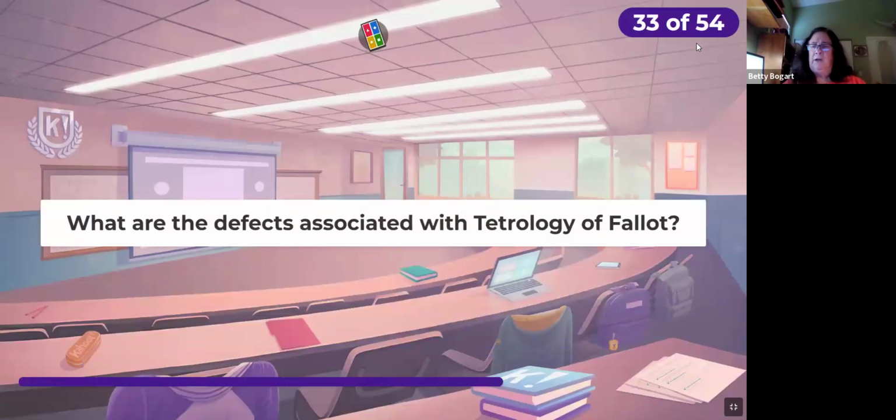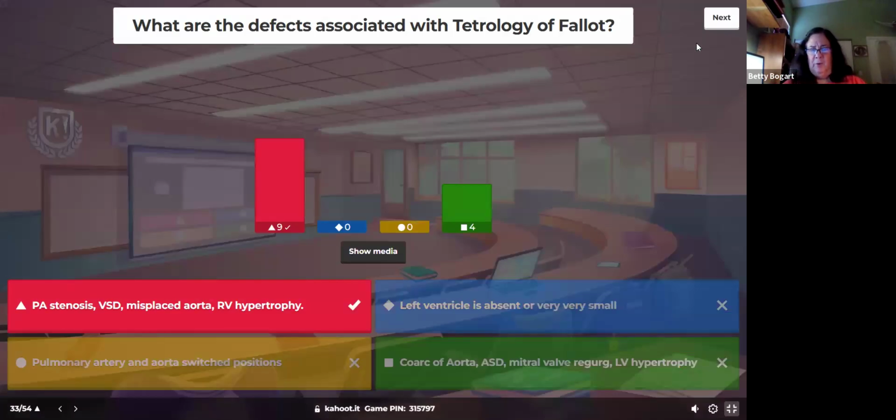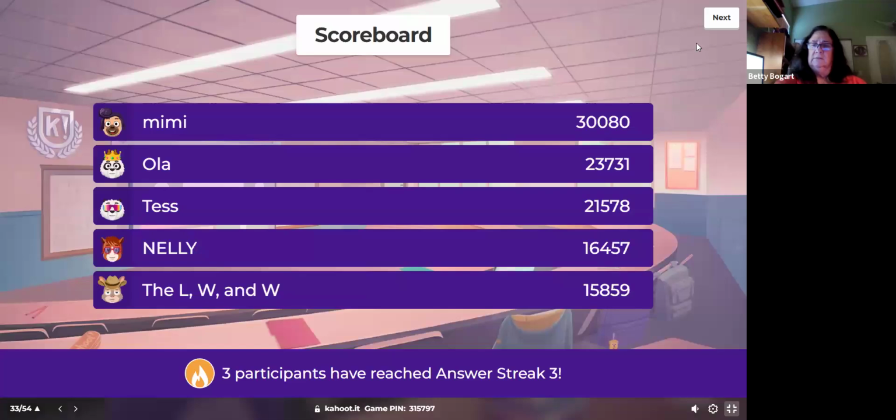What are the defects associated with tetralogy of Fallot? Remember, it's right-sided. Tet spell, knee chest. Why? So it's that pulmonary artery stenosis, something happens that closes up, that VSD, the hole between the bottom chambers, the aorta sort of smushes over, and because blood can't get into the lungs, that right ventricle stretches, and that's called hypertrophy.